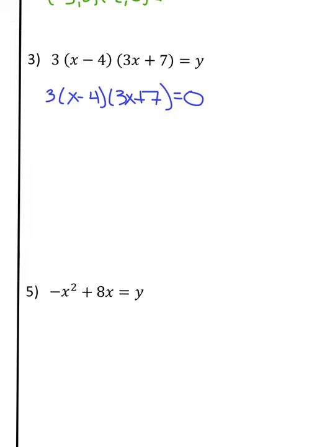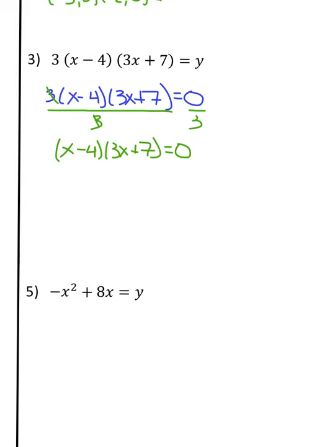Now, I'm going to show you why in reality we kind of get to just ignore the GCF out front, because I can get rid of it right now if I divide this entire side by 3 and then this side by 3, right? What we do on the left, we can do on the right. If I do that, these two 3's divide out, they simplify to 1, and we're left with x minus 4 times 3x plus 7 equals 0 divided by 3 is 0.